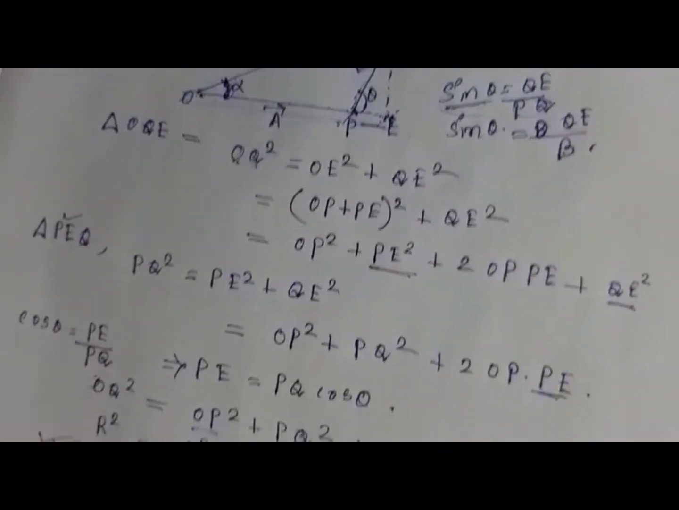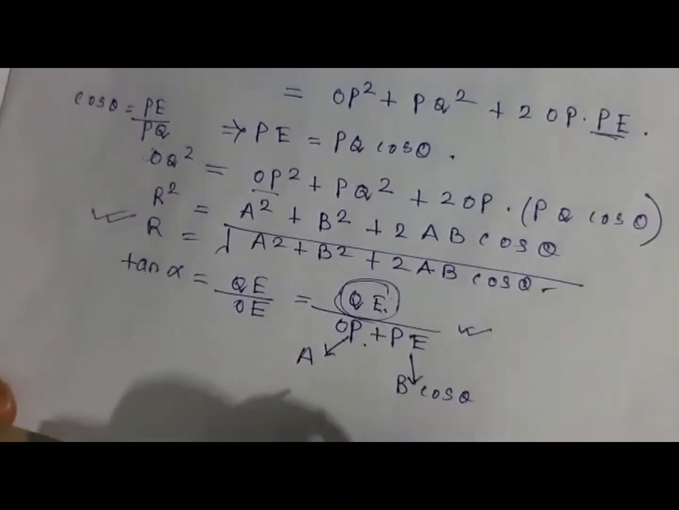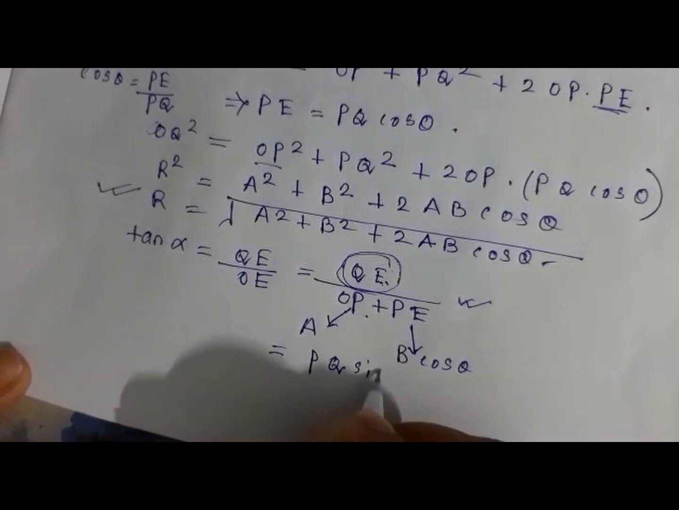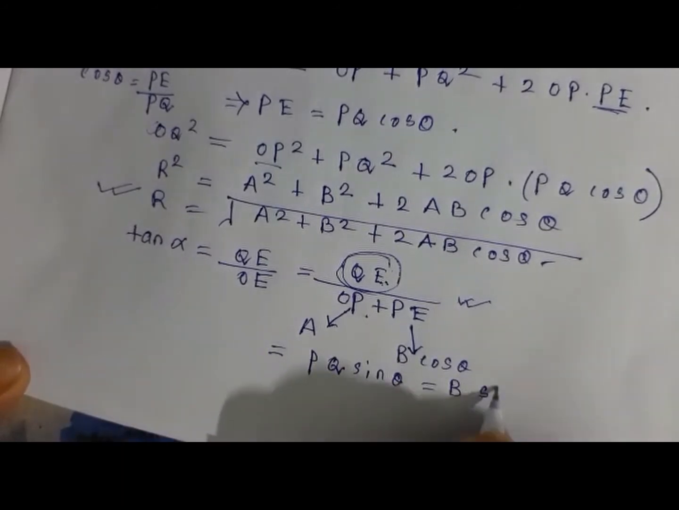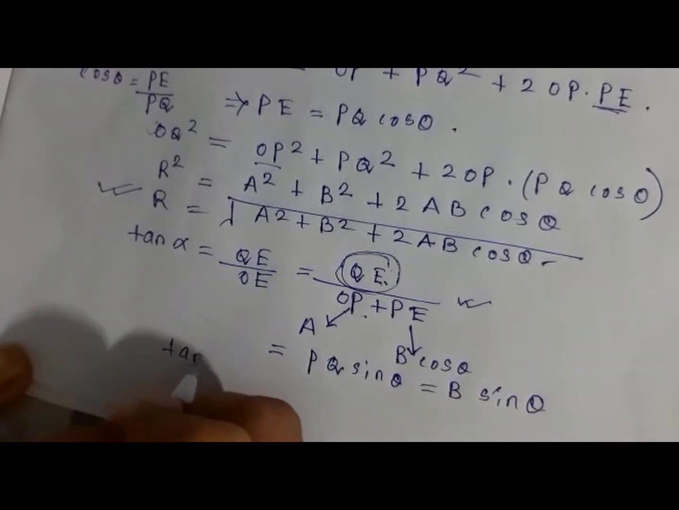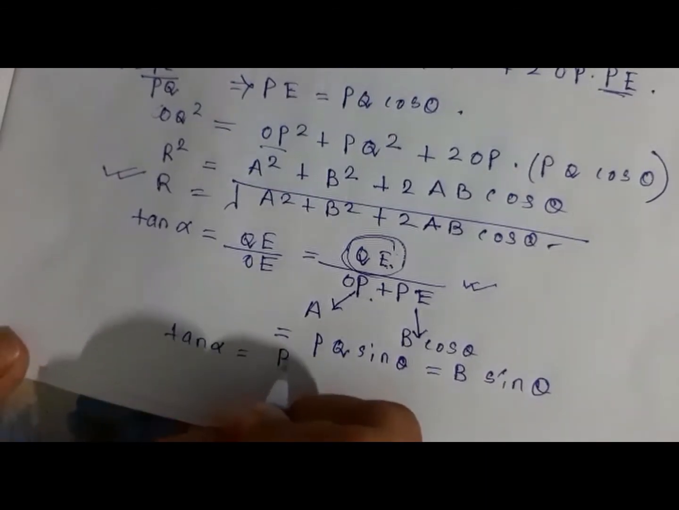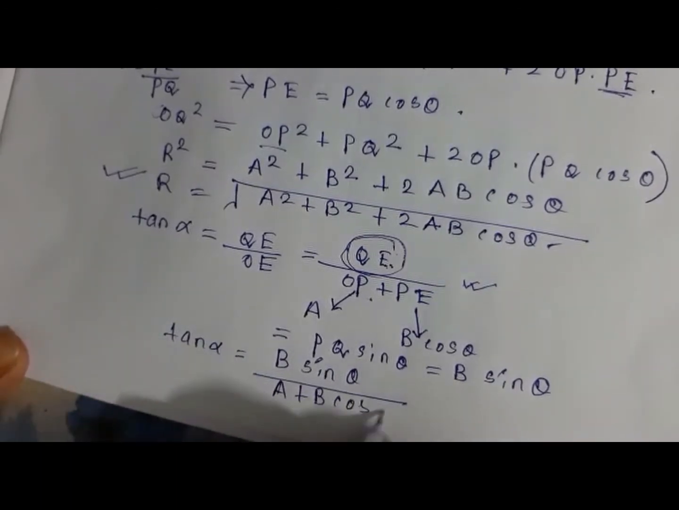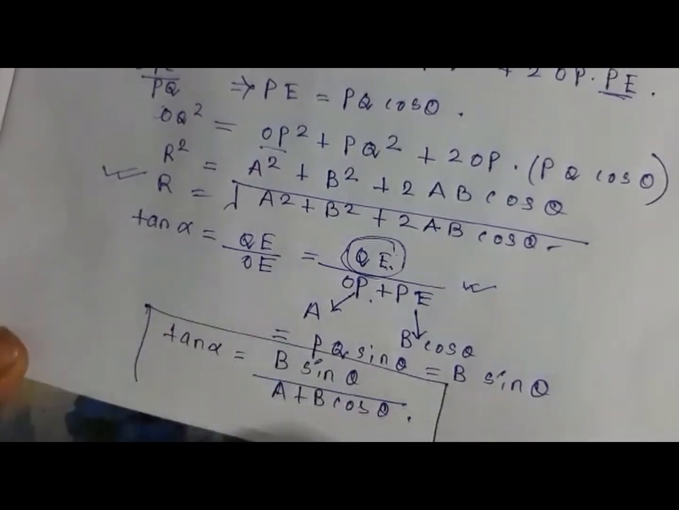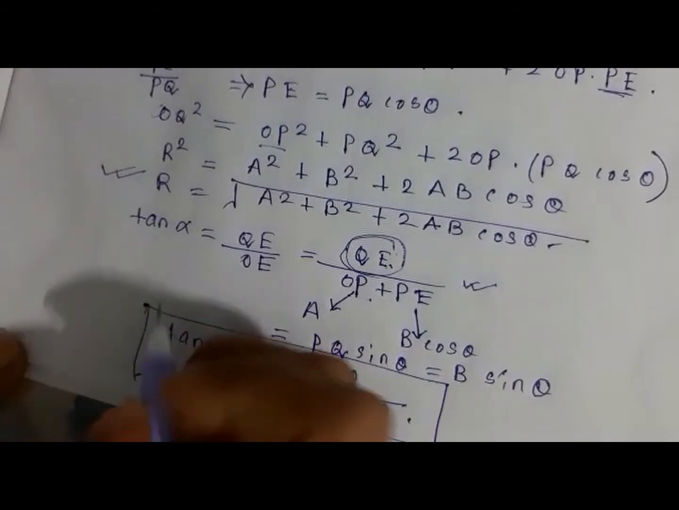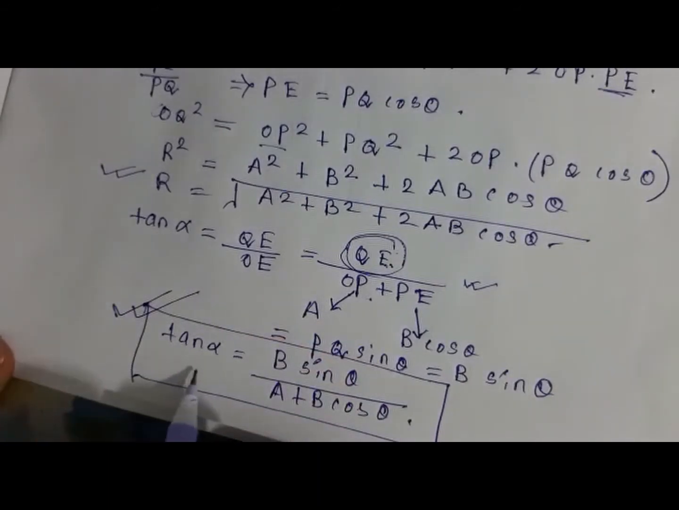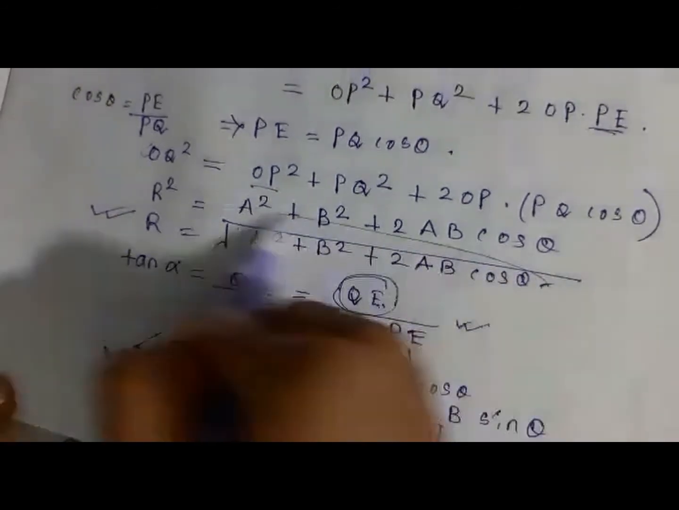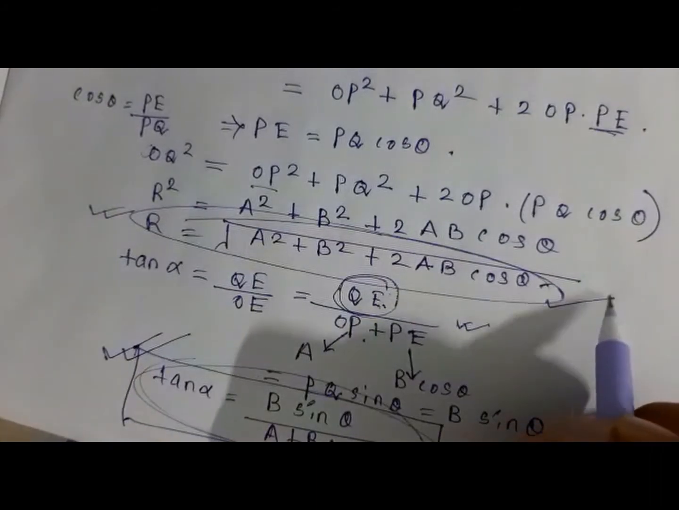Now QE is going to be PQ sine theta, which is B sine theta. So after you put the values, you have tan alpha equals B sine theta by A plus B cos theta. You get tan alpha, and you can find the direction from this one and the magnitude from the other.